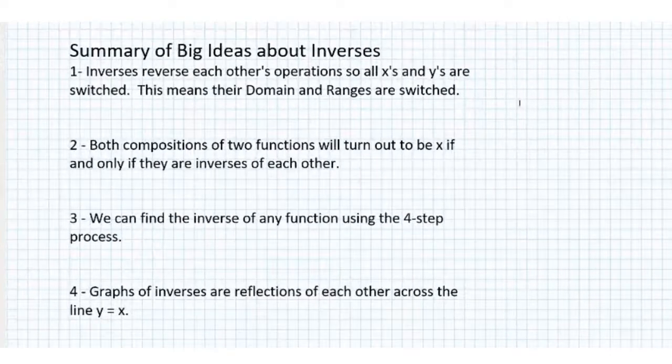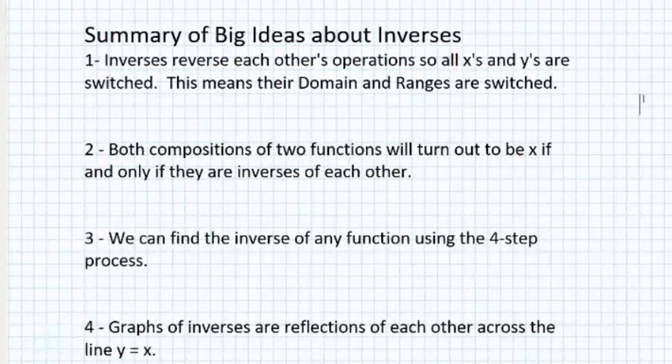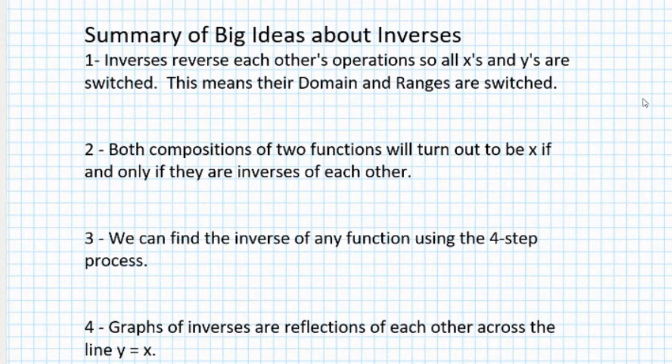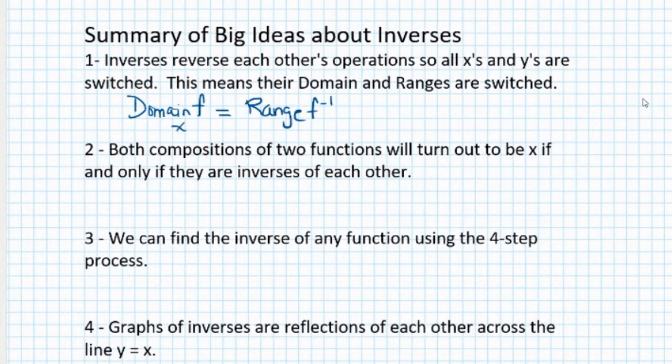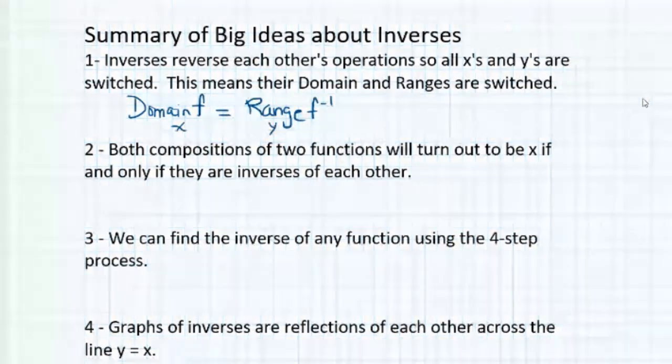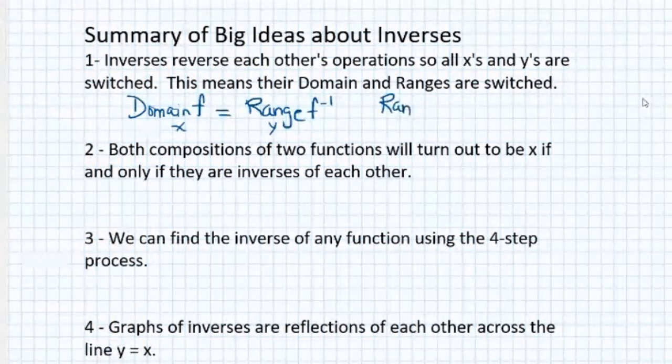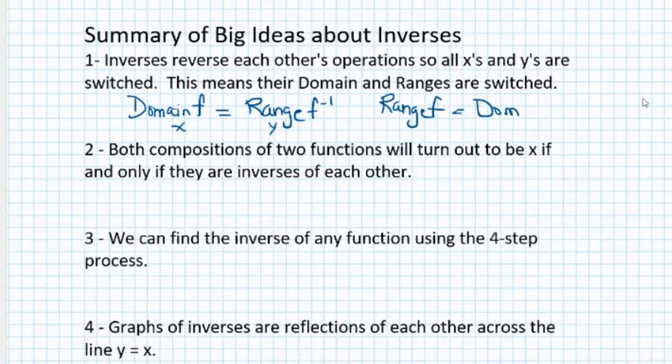So here's a summary of the big ideas we've seen about inverse functions. So inverses reverse each other's operations, which means all the x's and y's are switched. This means that their domains and ranges are switched. So in other words, the domain of the original function f is going to be the range of f inverse. Because remember, domains are x's and ranges are y's, and we've switched all the x's and y's. And also the range of f is going to be the domain of f inverse.